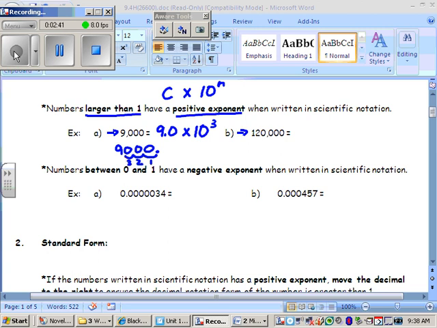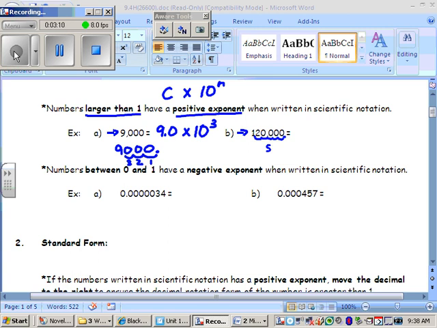That means if you move the decimal point 3 places to the right from where it is, it will turn back into 9,000. Let's take a look at the second number. Here's our decimal point. Here's where we want it to be. Again, you want it to be after that first number. So the question is, how many spaces would that decimal point have to move? It would have to move 1, 2, 3, 4, 5 spaces in order to get after the 1.